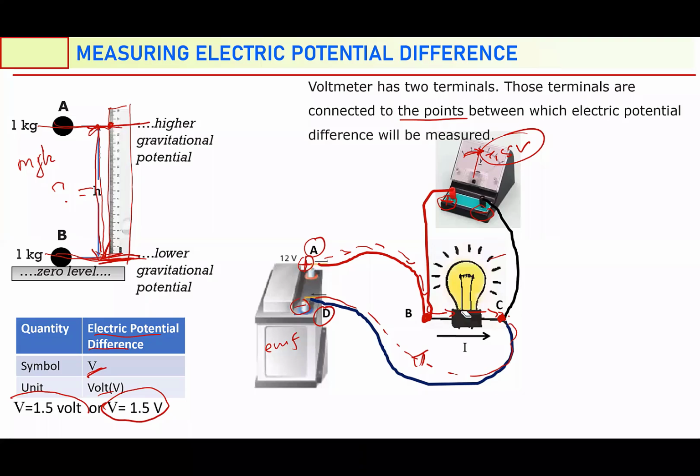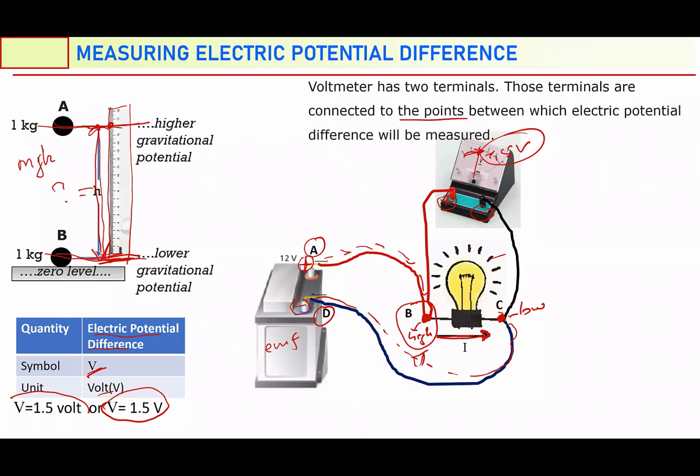One more question. Which end of the lamp has a greater electric potential, B or C? Look at the electric current direction. B. Electric current always flows from a high electric potential to a low electric potential. That's why B will have a higher electric potential than C.